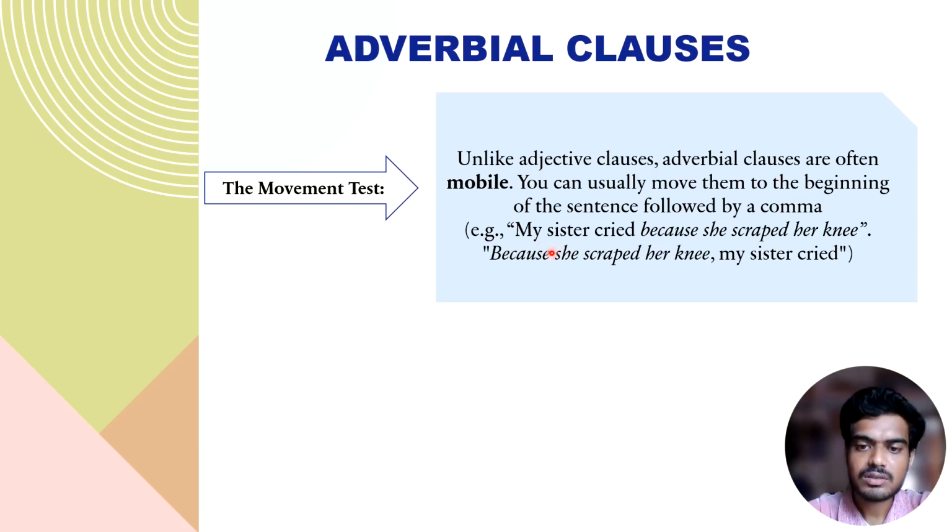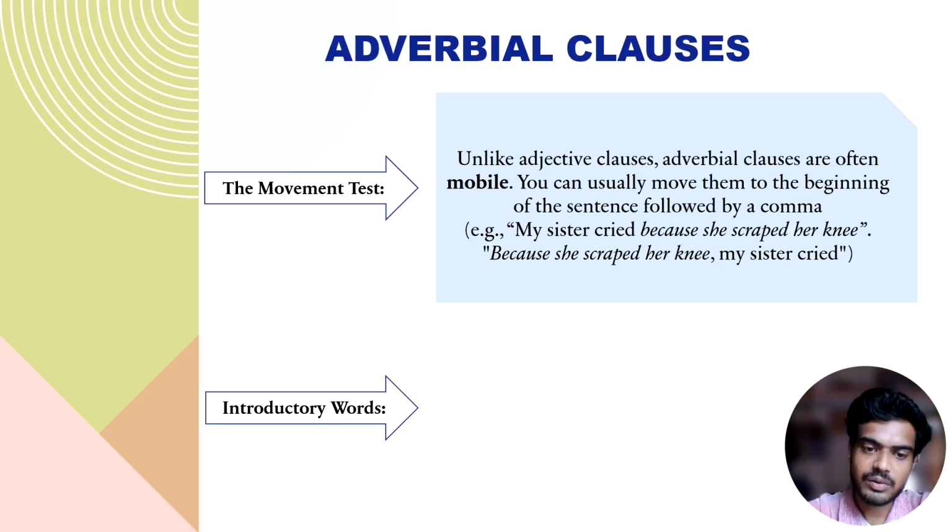The first sentence we have is, my sister cried because she scraped her knees. If we move this part, the italic part, that is, because she scraped her knees, comma, my sister cried, we can easily see that it is an adverbial clause.